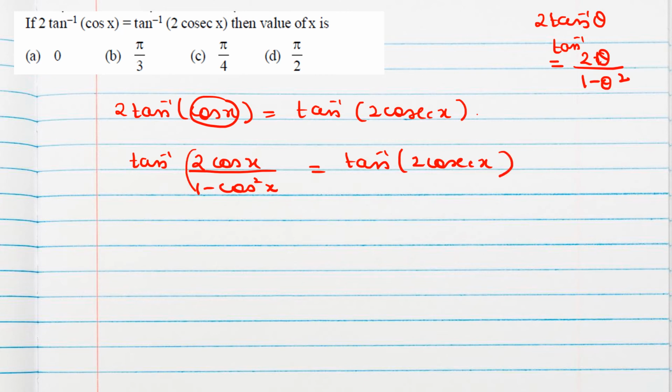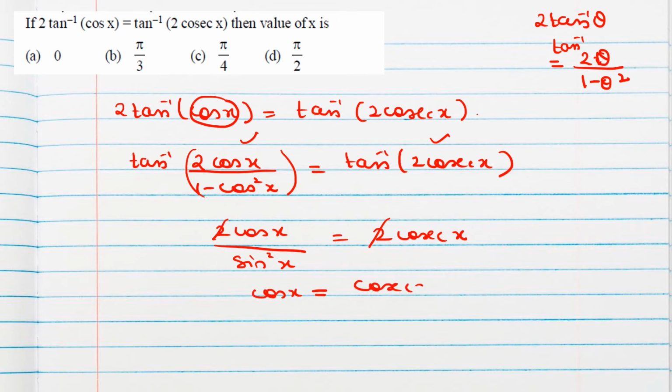Now we can compare the angles, right? Both sides tan inverse we have. So we will get 2 cos x. Here 1 minus cos square x, I can write sin square x. Here 2 cosec x only will remain. 2 we can cancel. Okay, cos x is equal to cosec x into sin square x. We know cosec is 1 by sine. So one sine also can cancel.